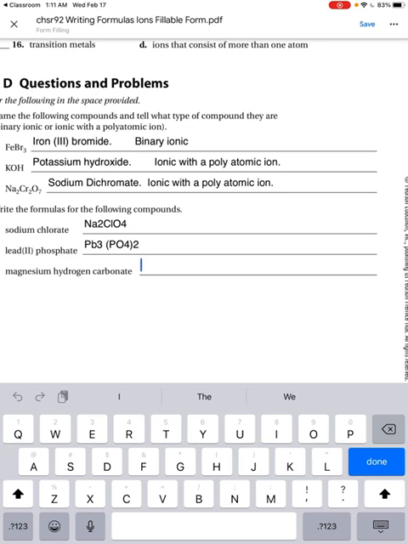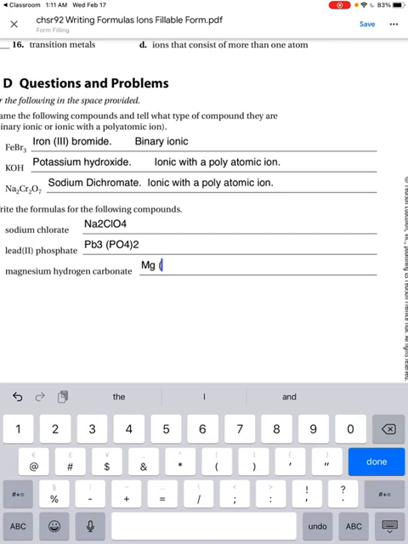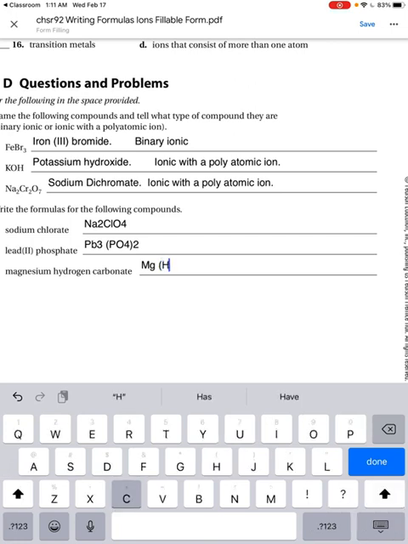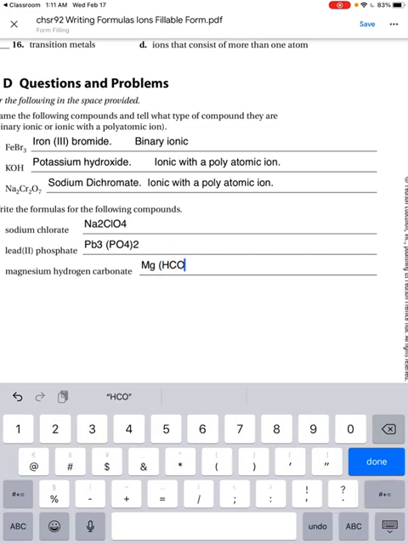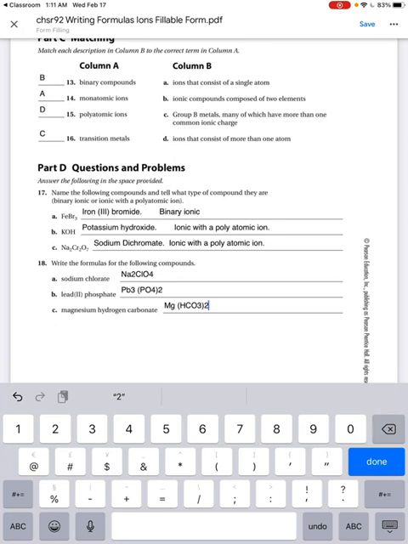And finally, I have magnesium hydrogen carbonate, and magnesium is a plus 2 and hydrogen carbonate is a minus 1. So I'm going to need 2 of those. So let me go to my parentheses again. And this would be Mg(HCO3) close parentheses, 2 of those. And there is your assignment.